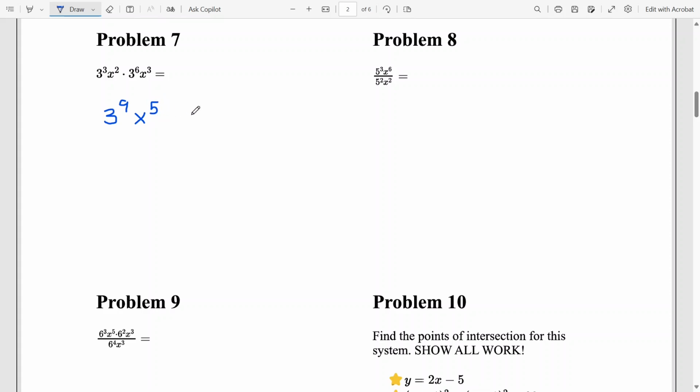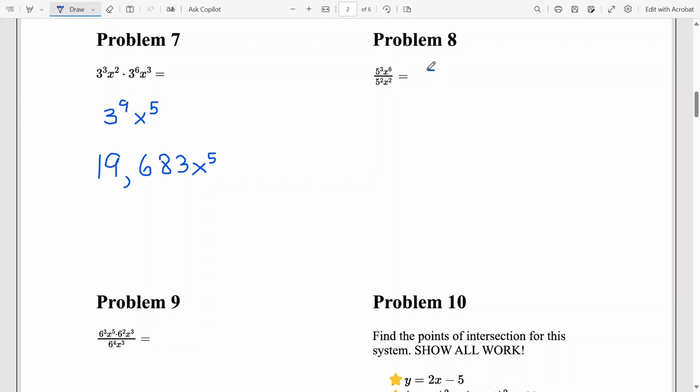Now we can actually come up with a number for 3 to the 9th if we plug that into our calculator. So 3 to the 9th is going to be 19,683. And that's going to be x to the 5th. All right, this next one, we got 5 cubed x to the 6th over 5 squared x squared.